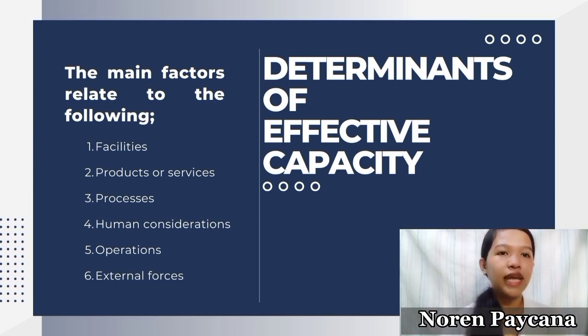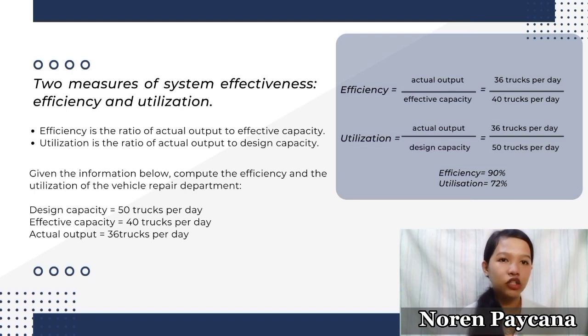Okay, let us move on to the next slide, which is efficiency and utilization. So, efficiency and utilization are two measures used for defining effectiveness. Both efficiency and utilization, naka-form sila as ratios or percentage. Pareho sila na ginagamit ng organization or management para i-test yung effectiveness ng operations. So, efficiency is the ratio of actual output to effective capacity, while utilization is the ratio of actual output to design capacity.